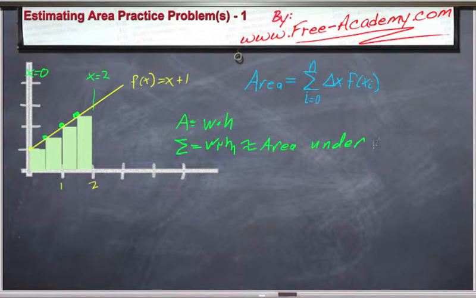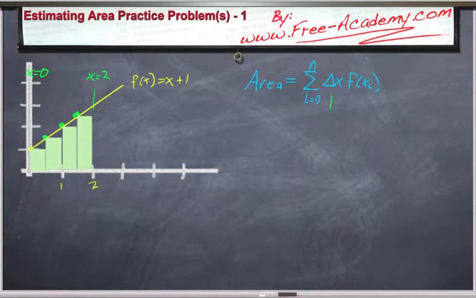There's a general formula for doing this. It's written a lot of different ways in different textbooks, but generally it looks like area is the summation from i equals 0 to n of delta x times f of x i. So what exactly is this saying, especially in terms of this problem?